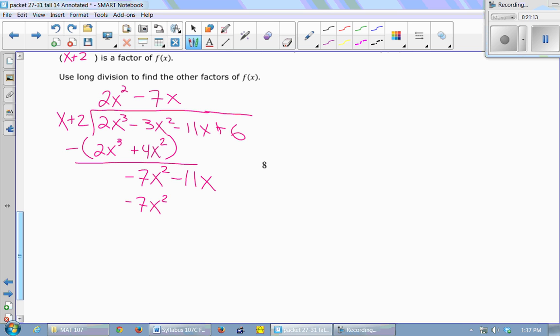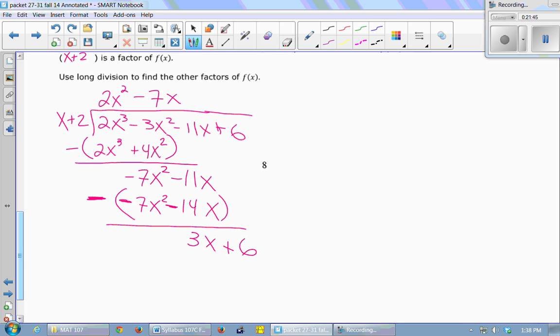Negative 7x times 2 is negative 14x, and I have to subtract that whole thing. Negative 7x squared minus negative 7x squared. Minus a negative is the same thing as adding, right? So negative 7x squared plus 7x squared, 0. Those drop out. Then I have negative 11x minus negative 14x. That's like adding 14x. So I have negative 11x plus 14x is 3x.